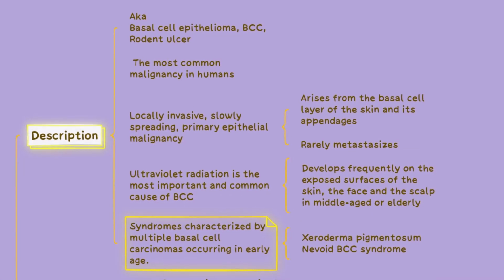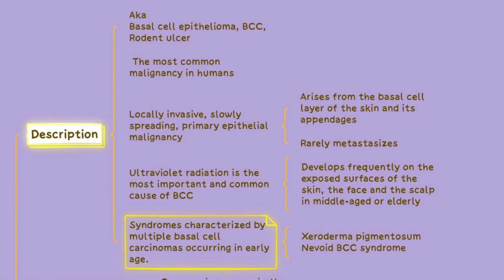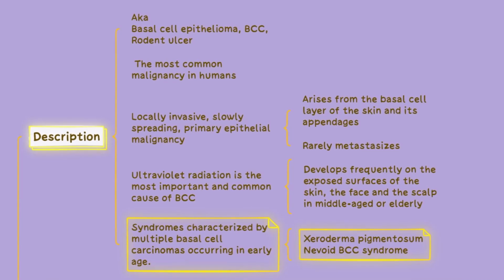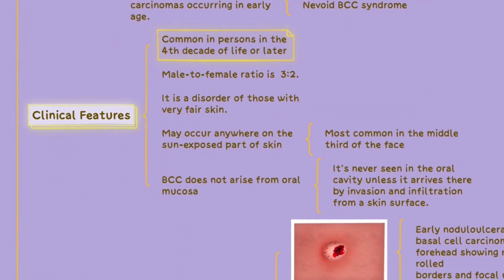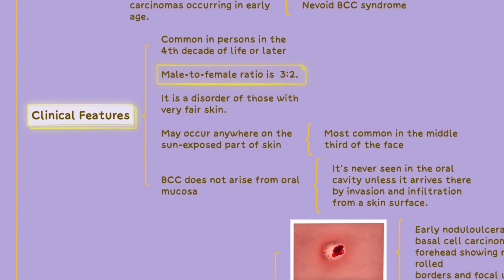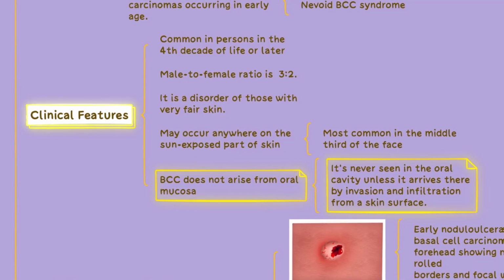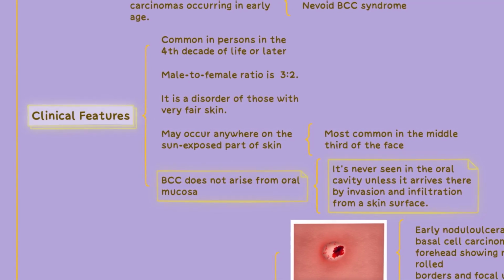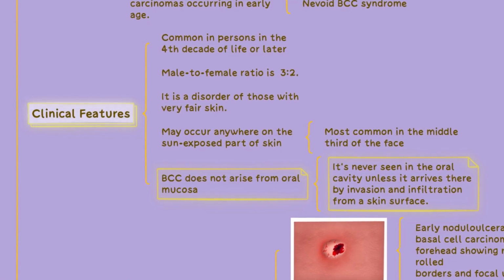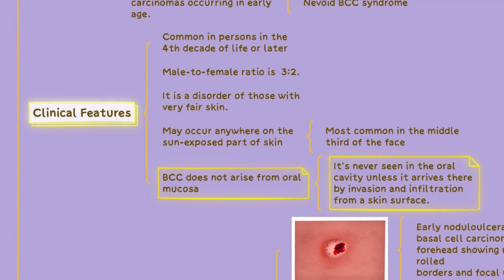Some individuals may be at a higher risk of developing multiple basal cell carcinomas due to certain genetic syndromes such as xeroderma pigmentosum and nevoid basal cell carcinoma syndrome. It is more common in people 40 years of age or older and more commonly seen in males. It is most commonly seen in the middle third of the face. Basal cell carcinoma does not typically occur in the oral cavity as it primarily affects the skin. However, in rare cases, it may invade and infiltrate the oral cavity if it arises from the adjacent facial skin.